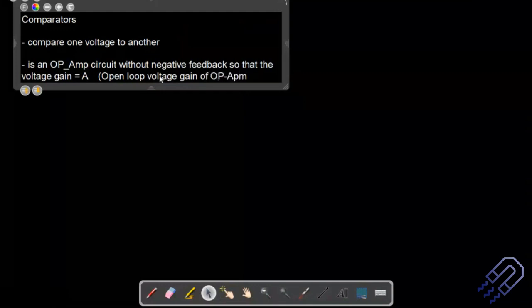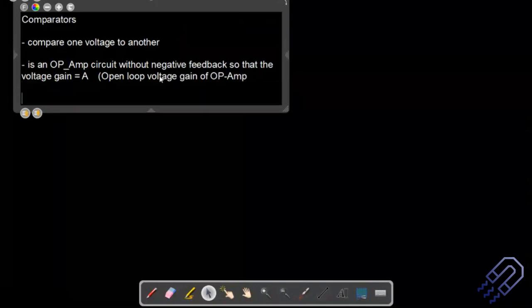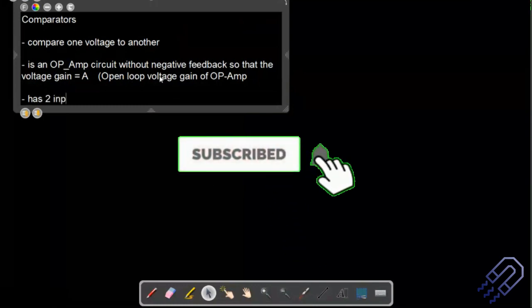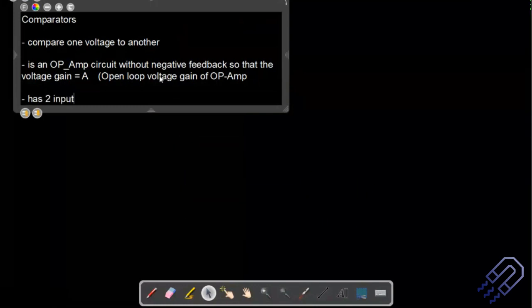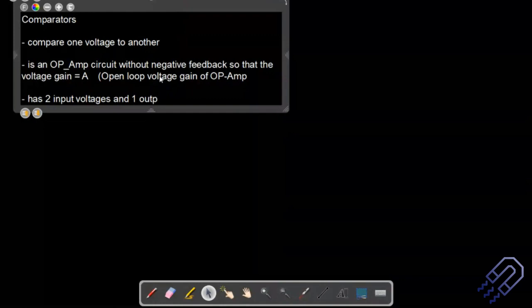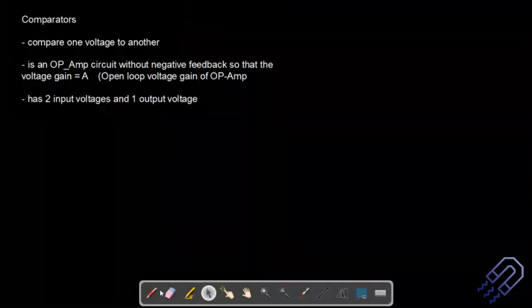In this case we actually have it as this. One more point, we do have two inputs. Here it depends on what you are comparing. If you're just taking one voltage, the other one can be put at 0. But still it's a comparison. So we basically have two input voltages and one output voltage. So this is A_OL.